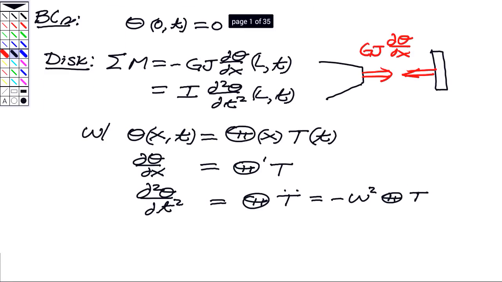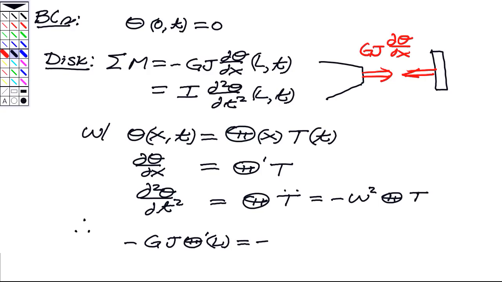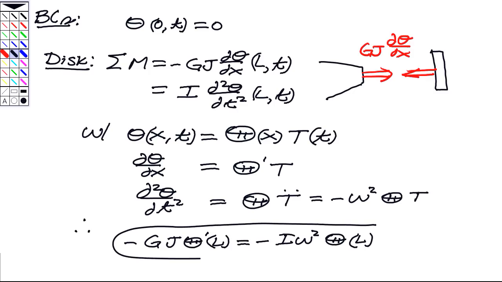Therefore, our boundary condition on the right-hand side is minus GJ Theta prime at x equal to L is balanced by minus I omega squared Theta at L. So these would be the two boundary conditions that we have.